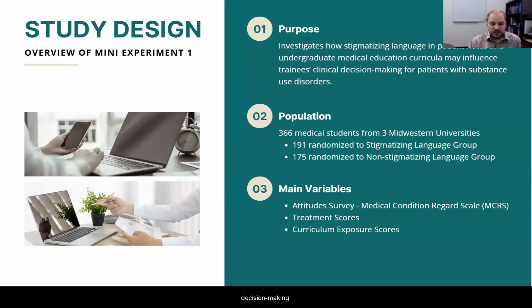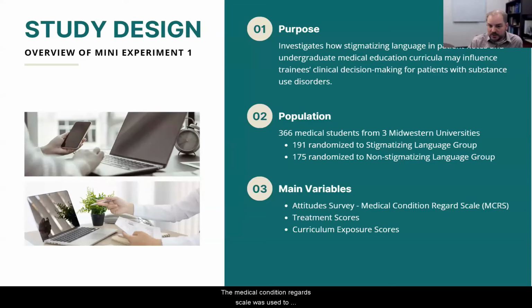and their clinical decision-making. And so the population of interest was inclusive of 366 medical students from 3 universities. They were from Rush University, Midwestern University, and Loyola University. And of these, 191 of the participants were randomized to the stigmatizing language group, and the others were part of the non-stigmatizing language group. And then there were 3 main variables of interest.